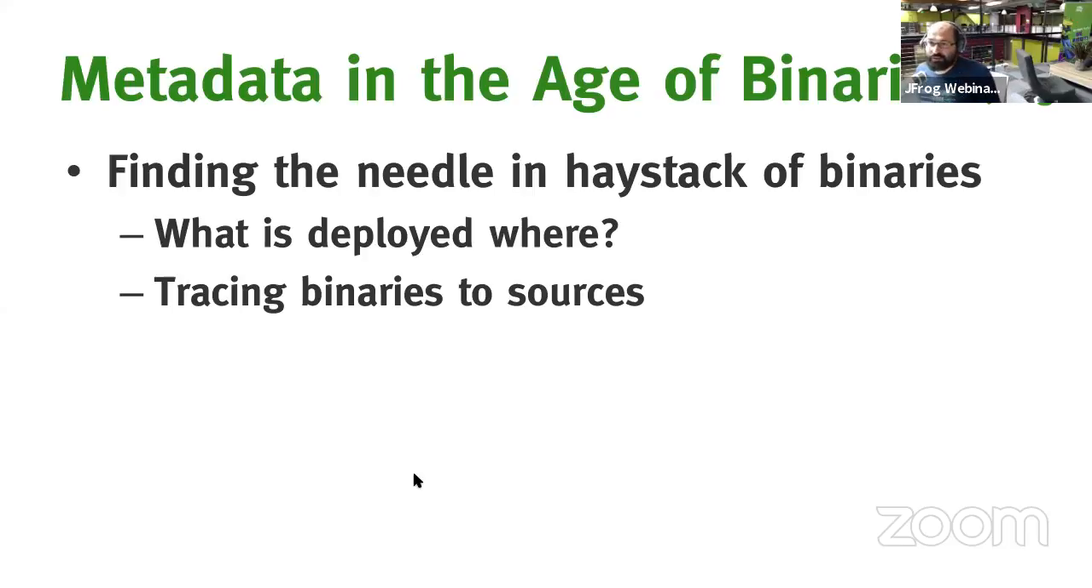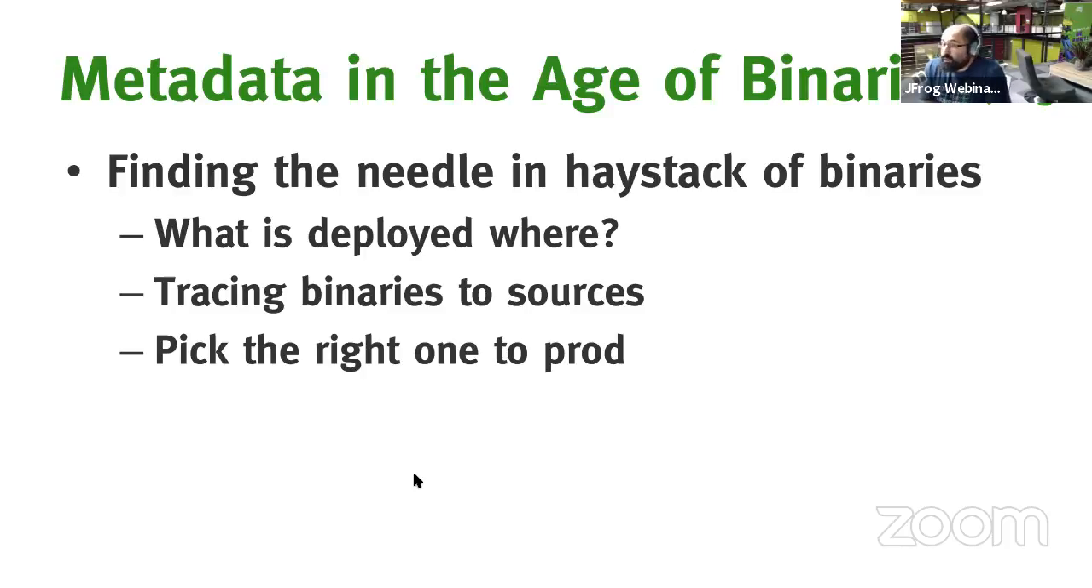Tracing binaries to the sources. I have a binary now in place that I need to understand how it was built, because I need to understand what the problem was. And the problem might be, for example, a problem in source, or a problem in environment, or a problem in pipelines. All of those should be tracked somehow.